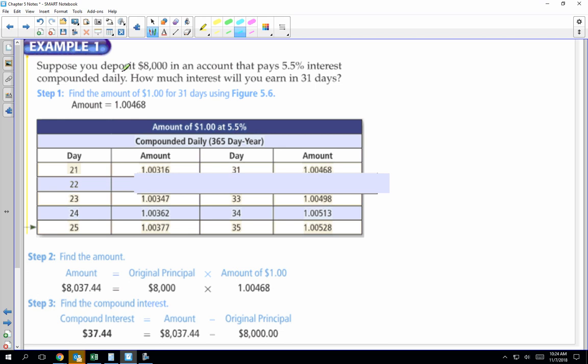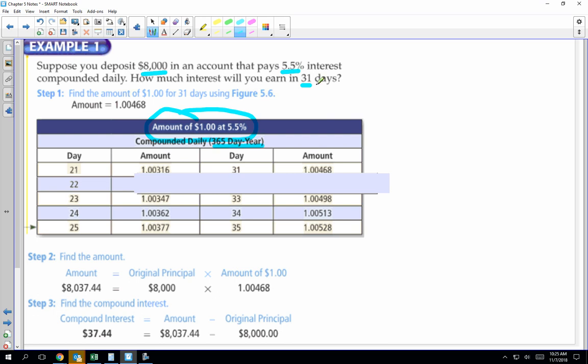Suppose we deposit $8,000 in an account. We get 5.5% interest compounded daily. How much interest will we get in 31 days? We have the right chart, where $1 at 5.5% interest compounded daily, remember, is 365 days in a year.